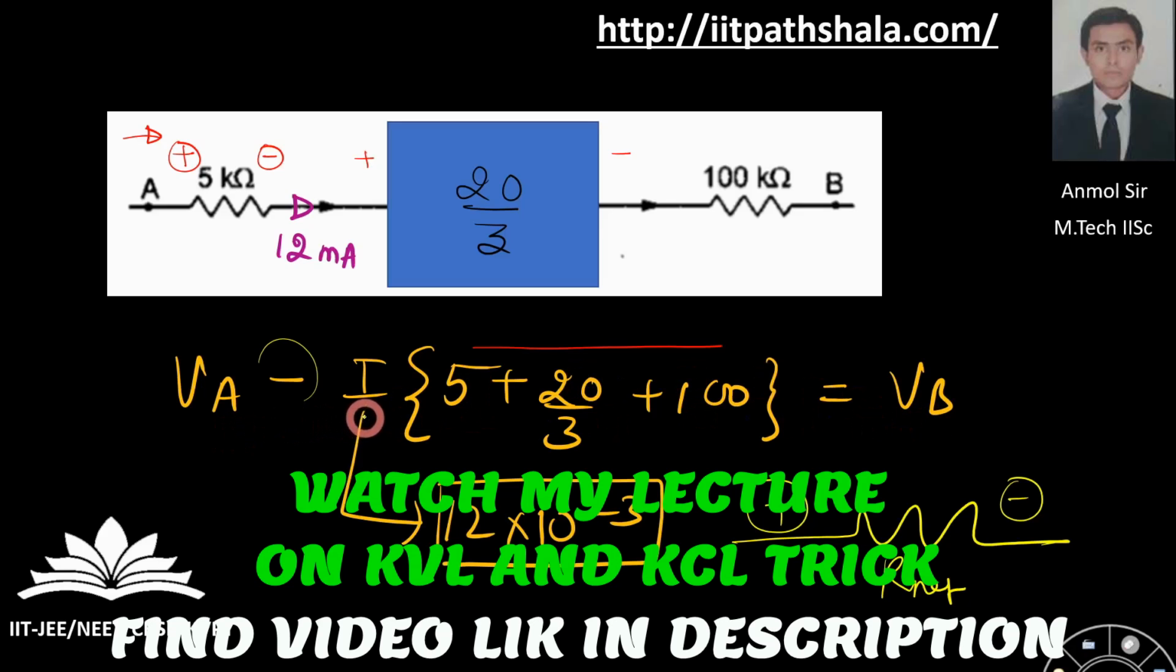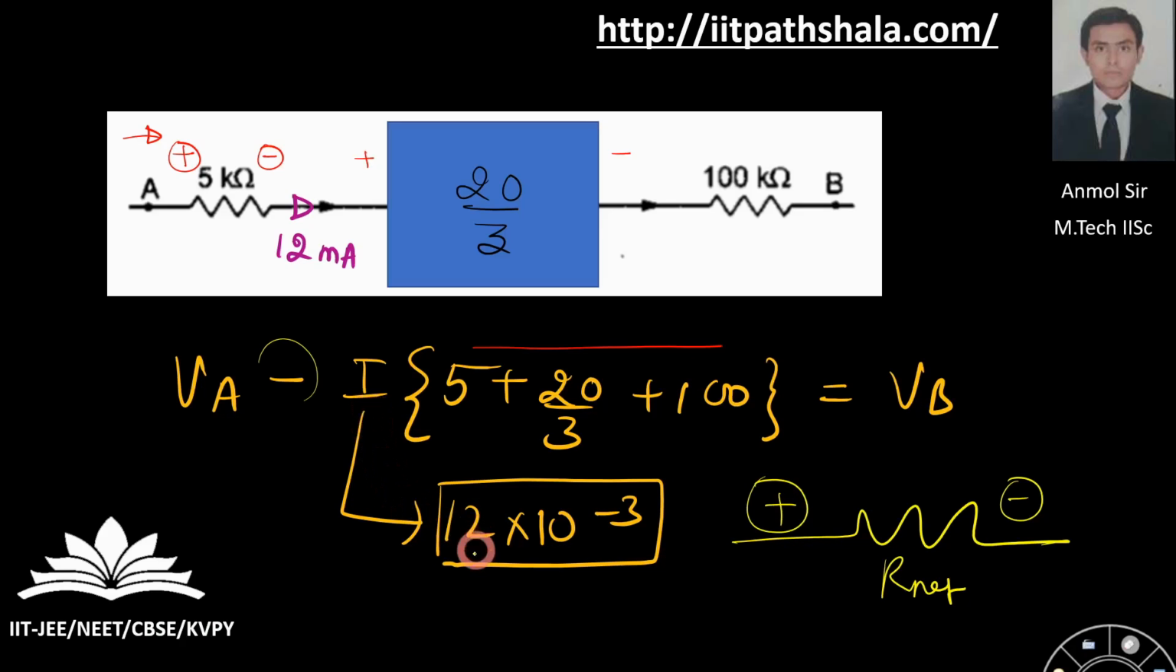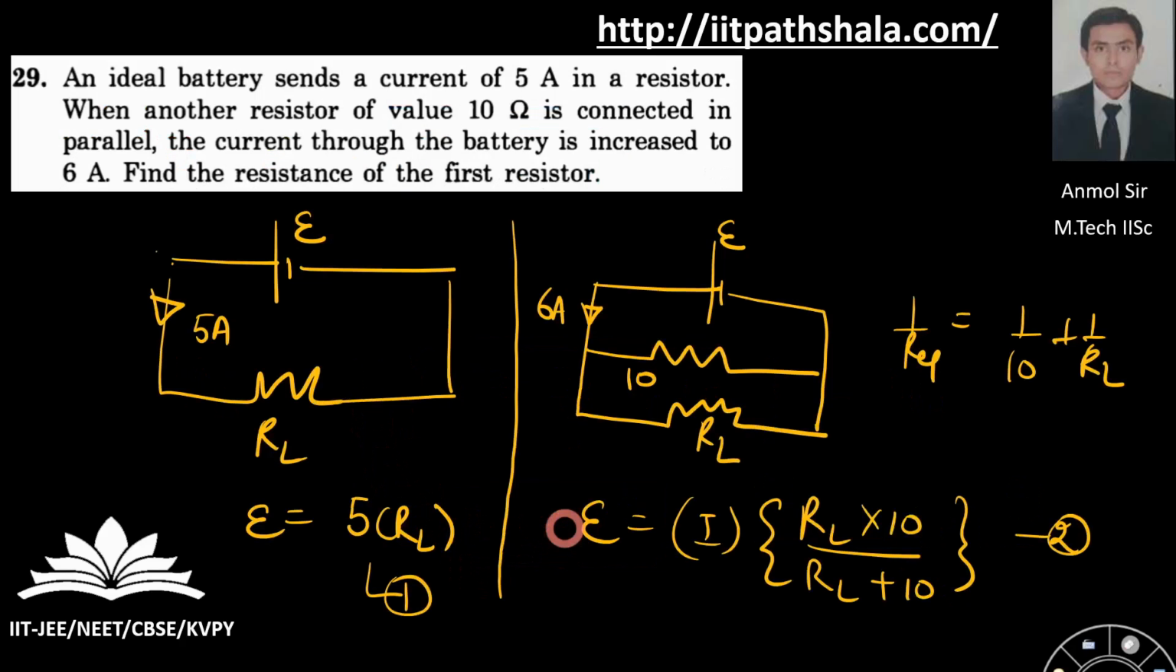You are equipped with I equal to 12 into 10 to the power minus 3. Now moving forward to the next question. An ideal battery sends a current of 5 ampere in a resistance. When another resistance of value 10 ohm is connected in parallel, the current through the battery is increased to 6 ampere. Find the resistance of the first resistor.